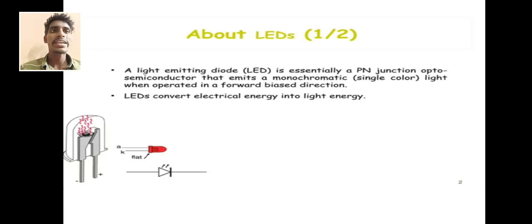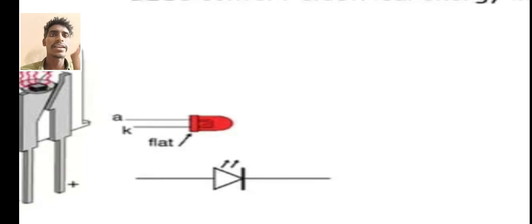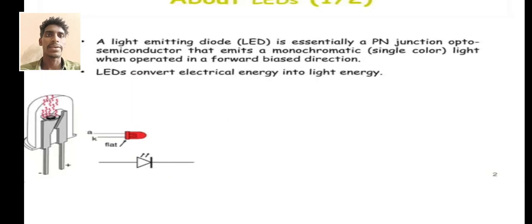A light emitting diode is essentially a PN junction diode of semiconductor that emits monochromatic, meaning single color, light, which operates in a forward bias direction. LEDs convert electric energy into light energy. See here, which is represented with the red color. You are all observing the red color bulb, that is the LED. The LED structure and the LED circuit are shown below the red LED.